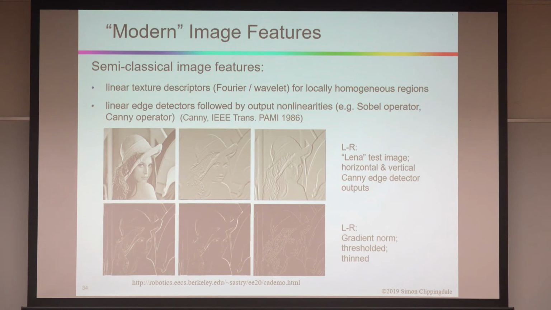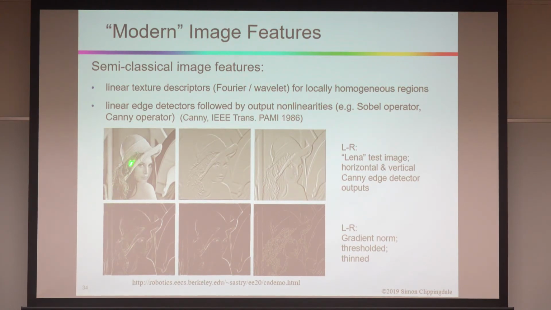A little word about image features before we get into the classification stuff. Going back about 30-something years, I guess, people used a lot of linear texture descriptors like Fourier transforms and wavelet transforms to describe image features for classification. This is probably the most famous image used for image processing experiments.